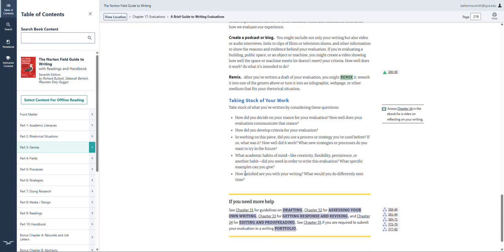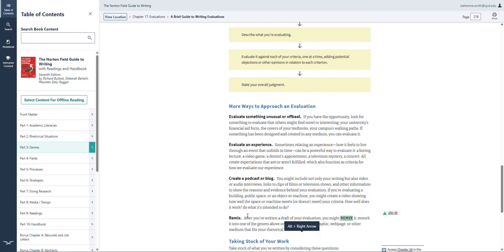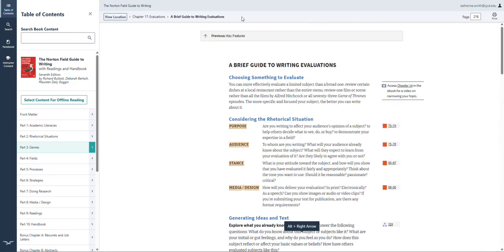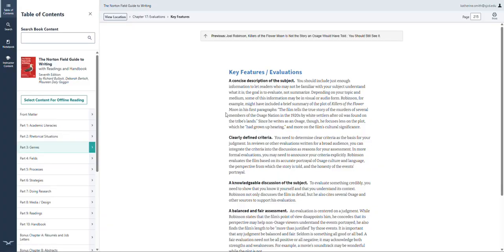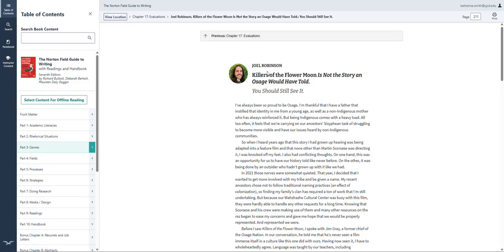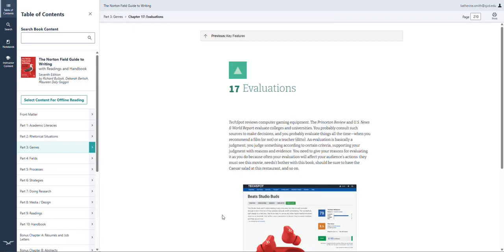But be sure to read all the way through this. And then that's pretty much it for chapter 17. Key features important. The next section, the Joel Robinson essay is good, but it's really just an example of an evaluation. And there you go.